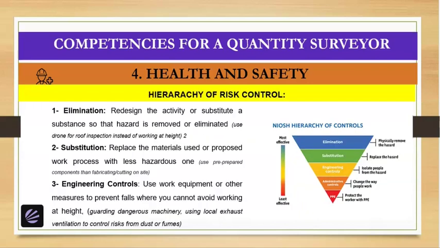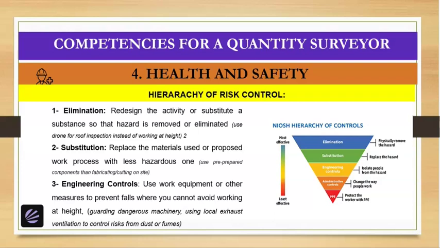Elimination, the first one in the hierarchy of control, means you have to redesign the activity or remove the hazard. For example, use a drone for the roof inspection instead of working at height. Second is substitution, that is replacing the materials used with less hazardous ones. For example, use pre-prepared components rather than fabricating or cutting on site.